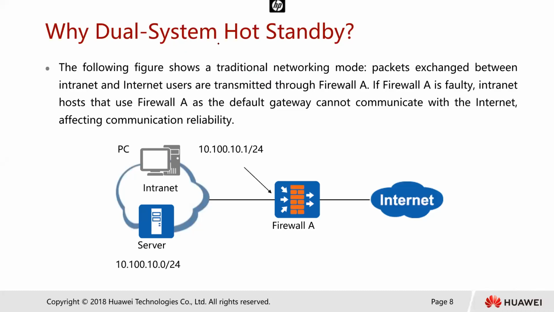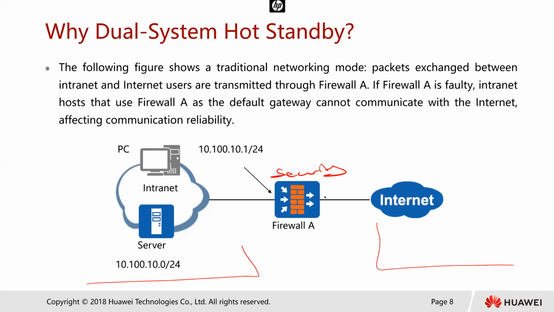So why dual system hot standby? Why should we use dual system hot standby? We have our security device here. A security device is usually located at the service connection point, connecting our intranet with the external network. It sits between our to-be-protected network, here on our intranet, and our unprotected network, which is the internet or other external networks.